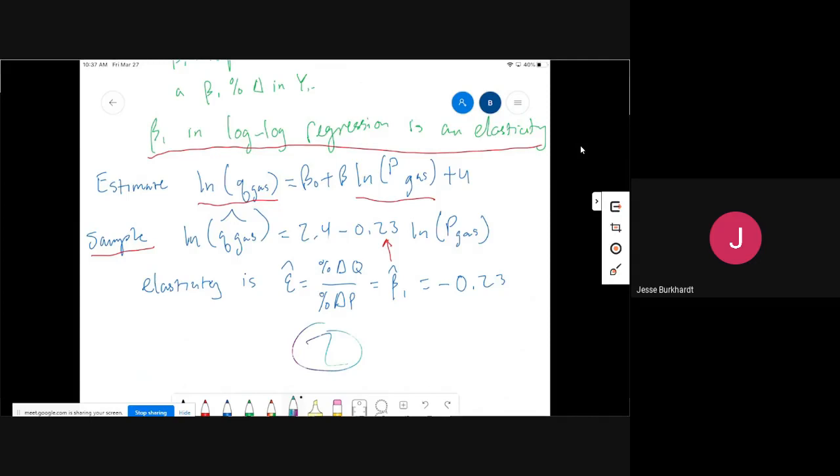Don't be surprised if you get slightly different estimates in your homework using the two methods. That's going to be normal when you're estimating something in two different ways.